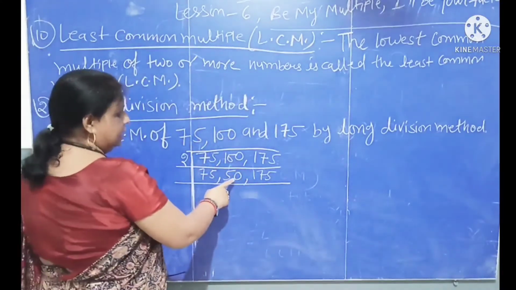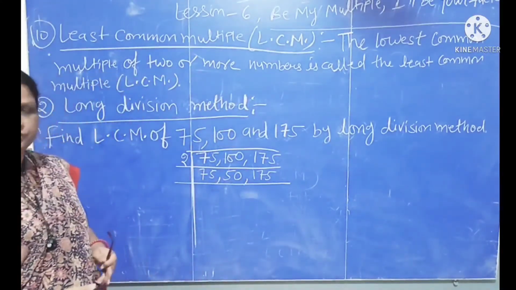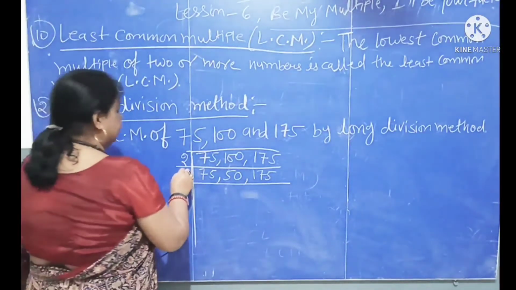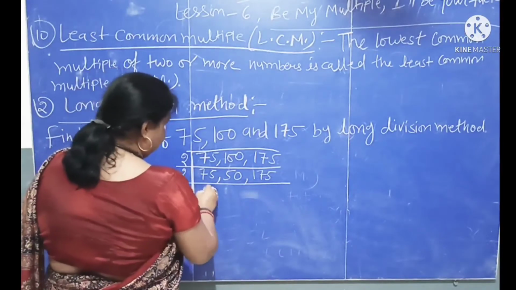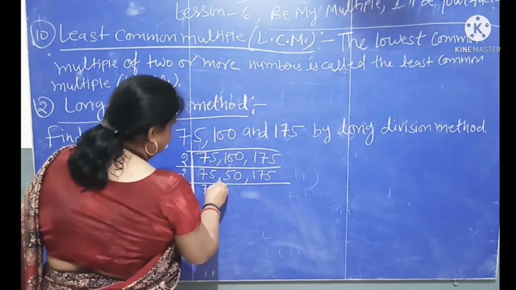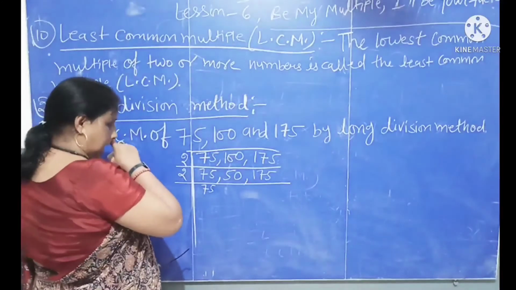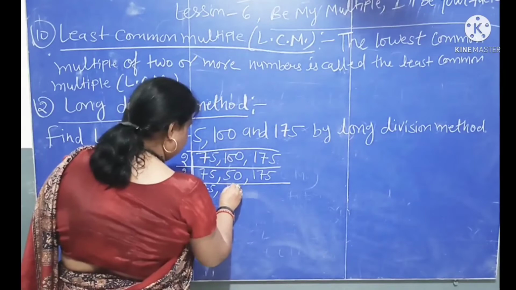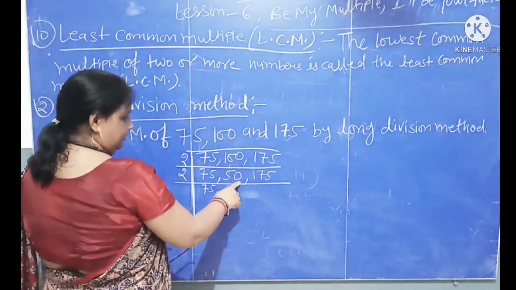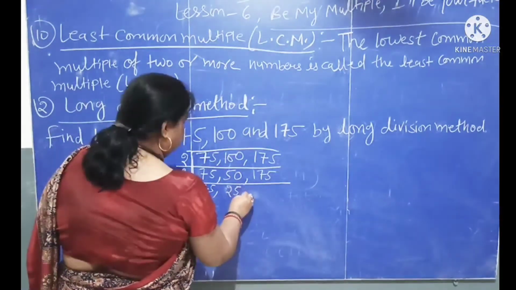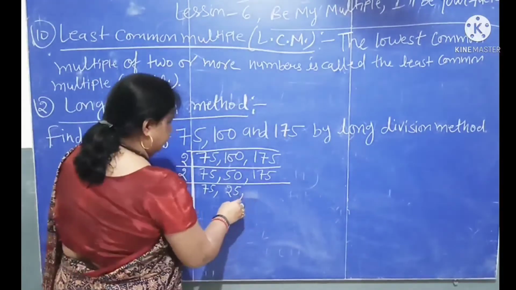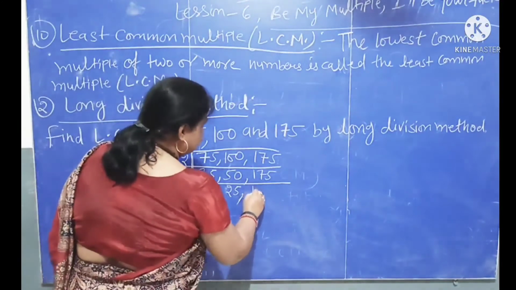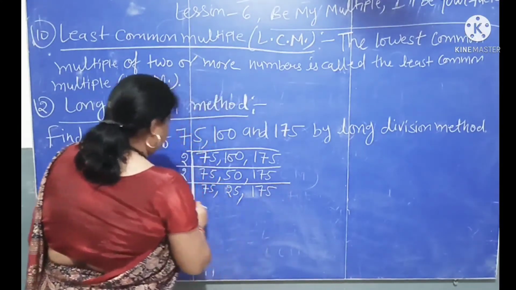Now, in this series, 50 is divisible by 2, so we take again the least prime number 2 as a divisor. So we take 2. 75 is not divisible by 2, so we write it as it is here. 50 is divisible by 2, so 2 2s are 4 and 1 remaining here will be 10, 2 5s are 20. 25. 175 is not divisible by 2, so we write 175 as it is here.